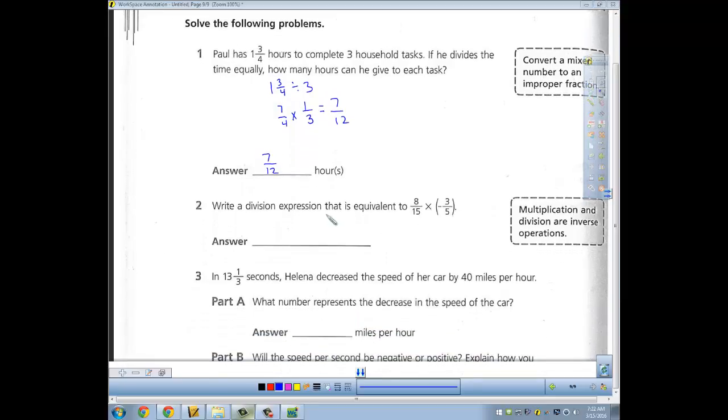Write a division expression that's equivalent to 8/5 times negative 3/5. Well, normally we keep, change, flip. So let's do that again. So keep 8 over 5, change multiplication to division, because that's what they want it to be written as, and switch or flip your second fraction. Since they had this in parentheses, I'm going to put it in parentheses too, but they only have the parentheses there to tell you that it's negative.